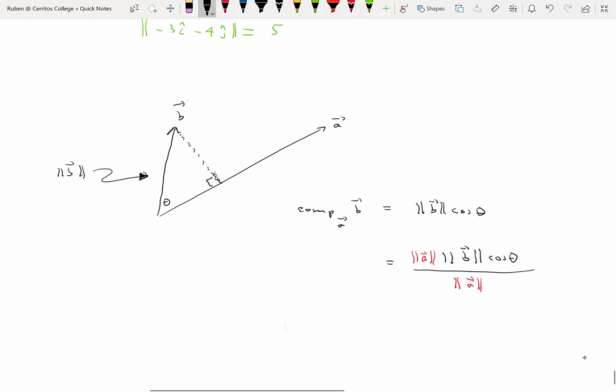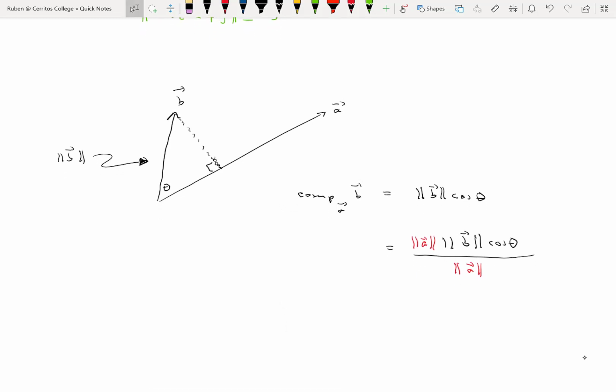Okay, it's a neat little trick I'm doing here, by the way. Do you recognize the numerator now? The length of A times the length of B times the cosine of the angle between the vectors. That is nothing more than A dot B. And the denominator is the length of A. It's a very nice short formula for the component. That is a nice formula for the component of B in the direction of A.